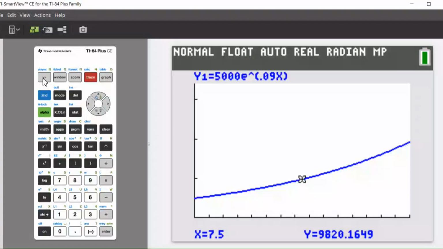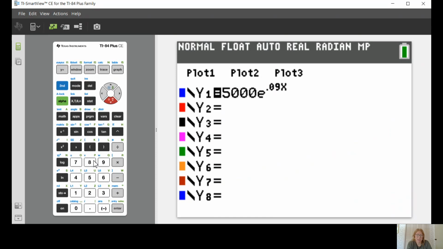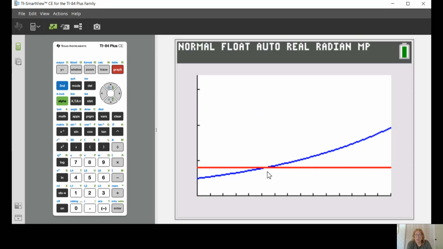All right, so I'm going to go into the calculator and put the answer they're asking us about, which is $8,000, in as a separate function. And when I graph this, since there's no x, it's just going to shoot a horizontal line across my graph like that. And now I'm going to use the intersect feature.